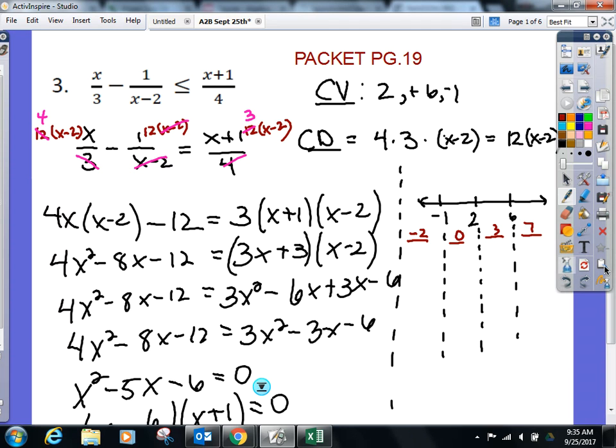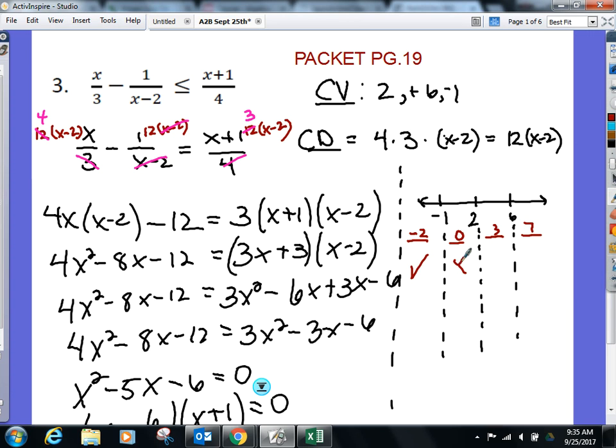So for these cases here, because I want to go quickly, this was good. This one was not good. This was good, and this one was false. Okay, so the numbers I plugged in did not work for 0 and 7. So how do I write this now as an answer? Ready? How do I write this as an answer?